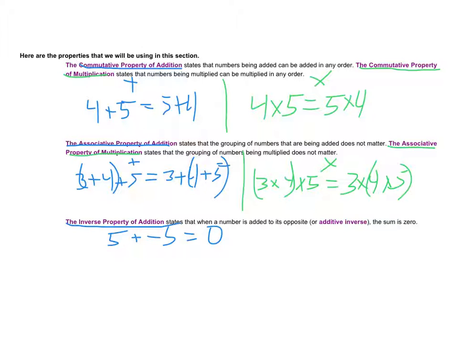So now if I had a negative number like negative 3, the additive inverse of negative 3 would be positive 3. And if I add those together, I would get 0.